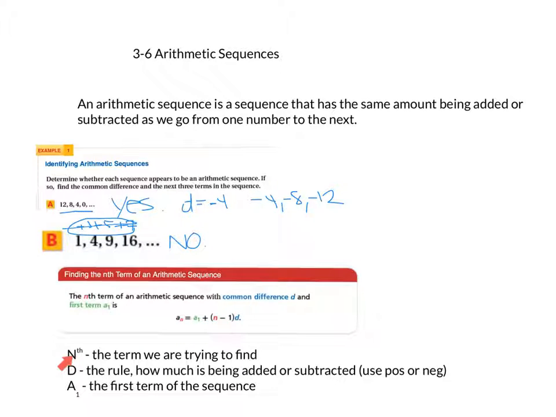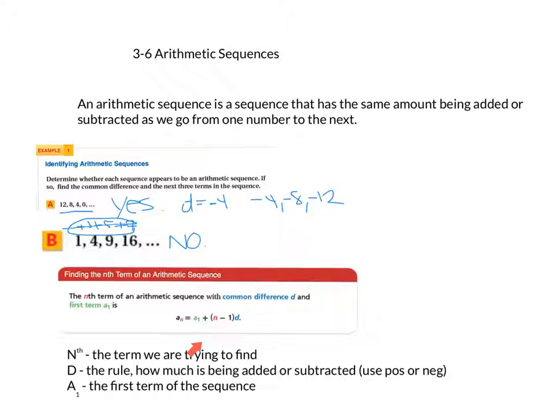And this is what everything means. The n is the term we're trying to find. So if I said find the 150th term, you would put 150 in the n spots. The d is the common difference, the rule. So like up here I had d is negative 4. That would go here. And the a sub 1 is the first term in the sequence, the very first term that was given. So if I look at our sequence, the first term was 12. Okay, so we would just plug our values into this, and we could find the 150th term.